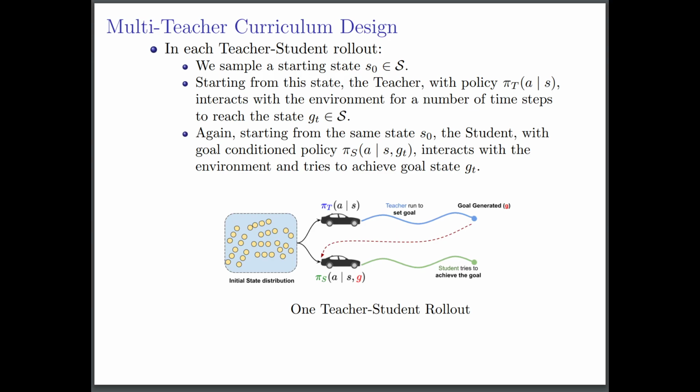Again, starting from the initial state S0, the student now interacts with the environment and tries to achieve the goal G. If it is able to reach the goal, then the teacher is punished and the student is rewarded. Whereas if it is not able to reach the goal, then the teacher is rewarded and the student is punished. Note that the policy for the student is conditioned on the goal generated by the teacher. This teacher-student rollout is carried out for each of the teachers in a single episode.